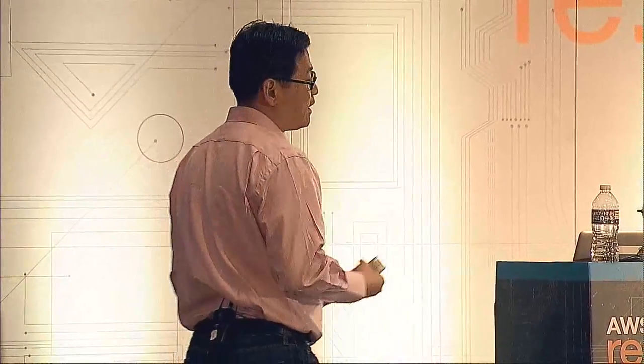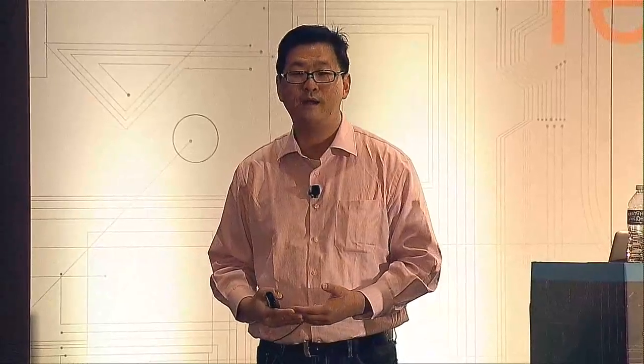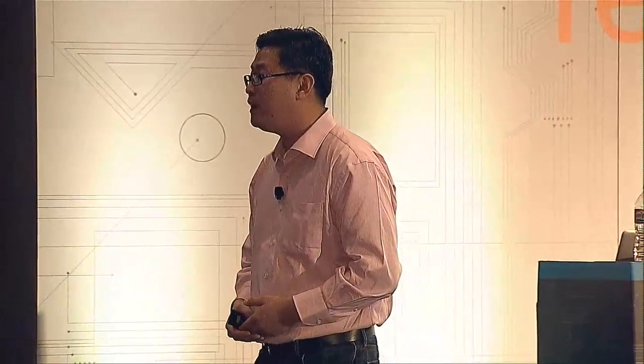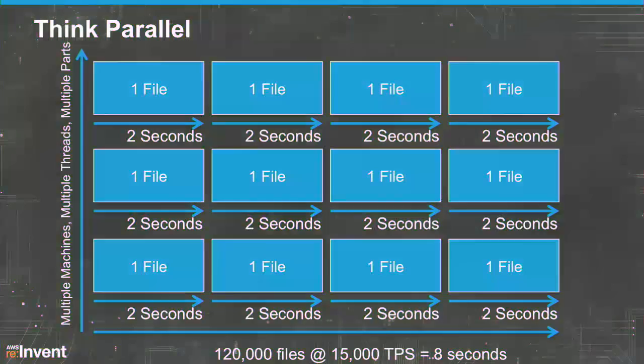So what you can do is think parallel. You can create multiple threads that allow you to upload these files in parallel. If that is not enough, you can spin up additional machines, right? So in theory, with all 120,000 files, if you can get up to 15,000 transactions per second, you can upload all those files in 8 seconds, as long as you have the machines and bandwidth, right?